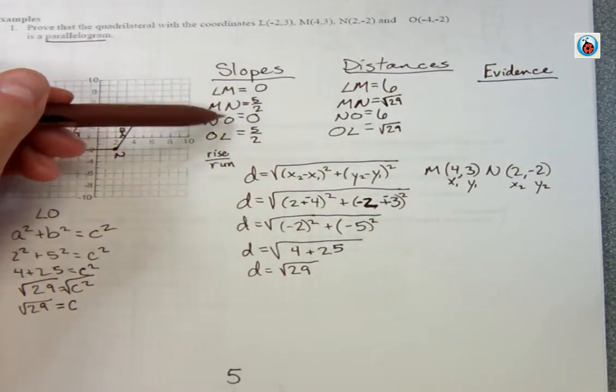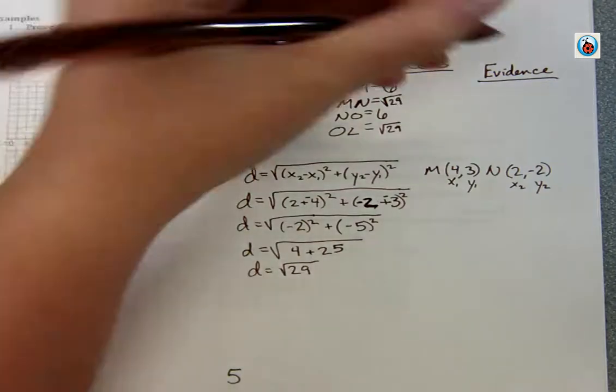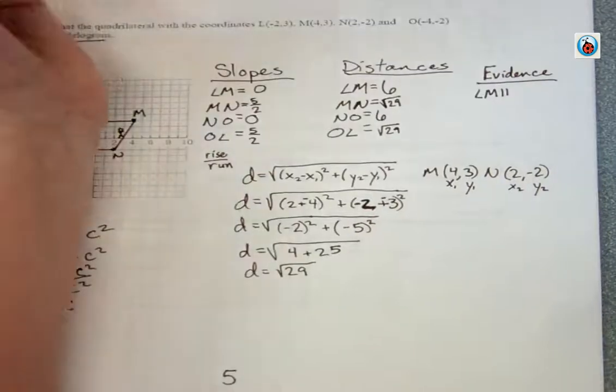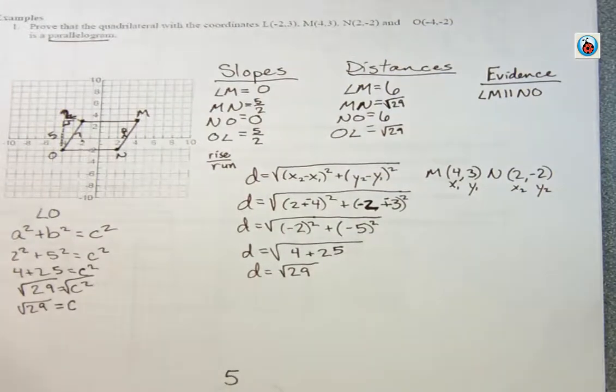So we can look, LM and NO have the same slope, and we know that that means something. Anytime it has the same slope, the lines are going to be parallel. So it's going to look like this. LM is parallel to NO because they have the same slope. LM is parallel to NO.